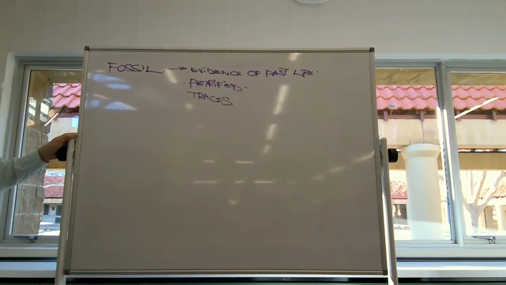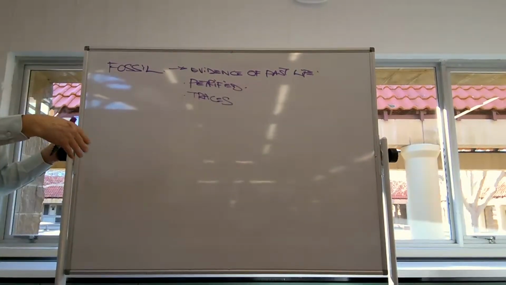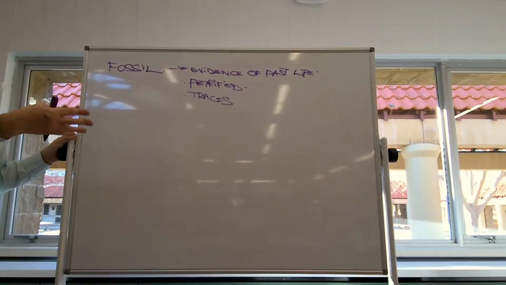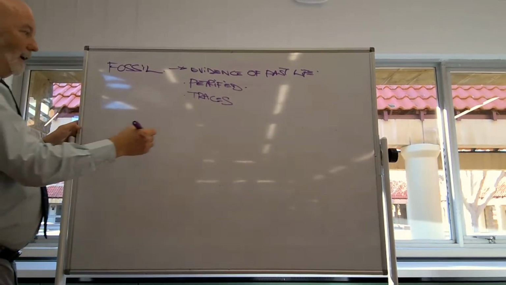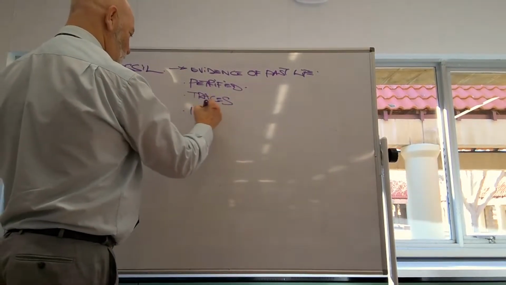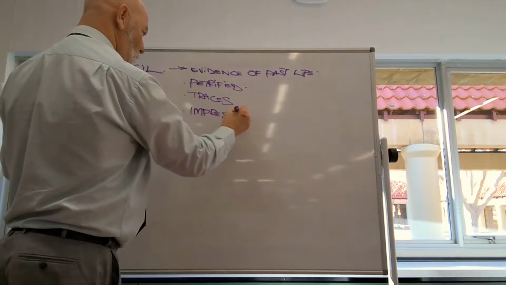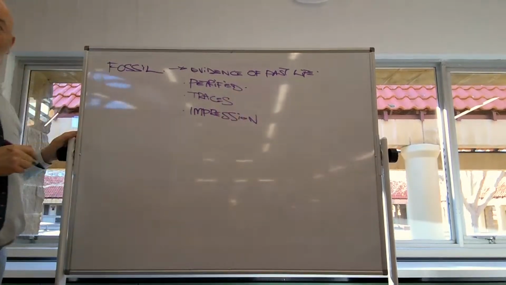Yep. They can be traces which aren't part of the original organism, but more things that the organism used during its life, like a nest. Okay? So if it made a nest, you can fossilize the nest, and that would be a trace of past life. All right? And then the last one is an impression, which is like a footprint.